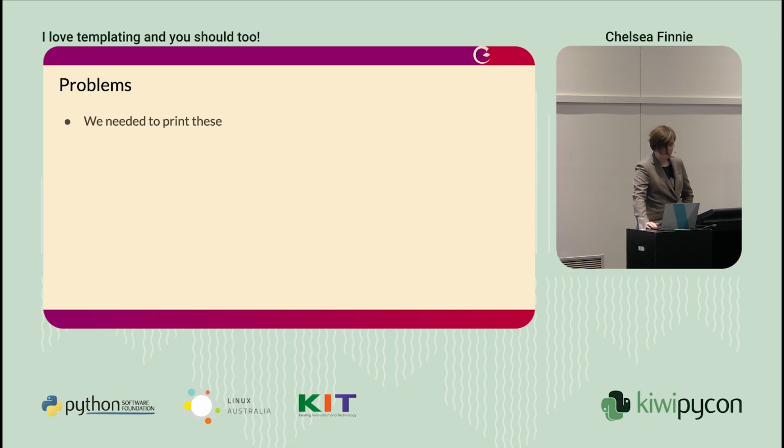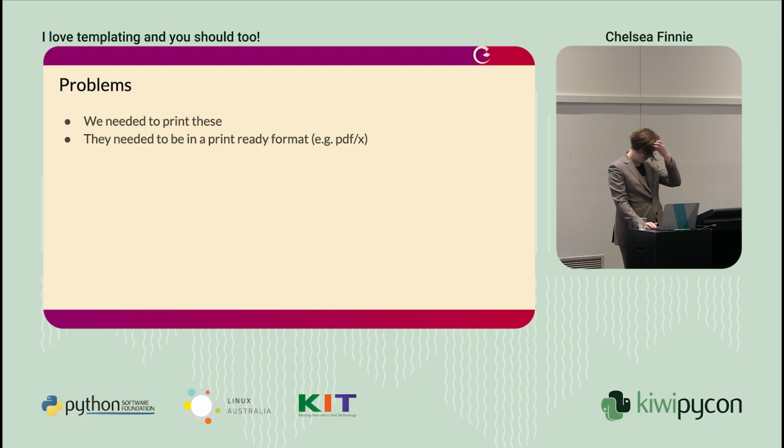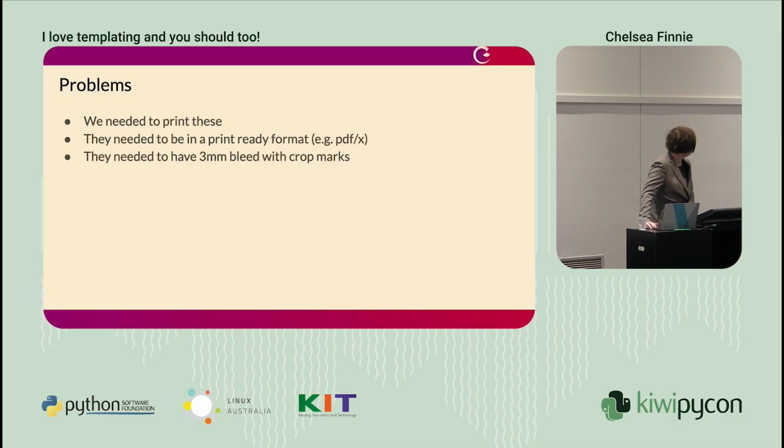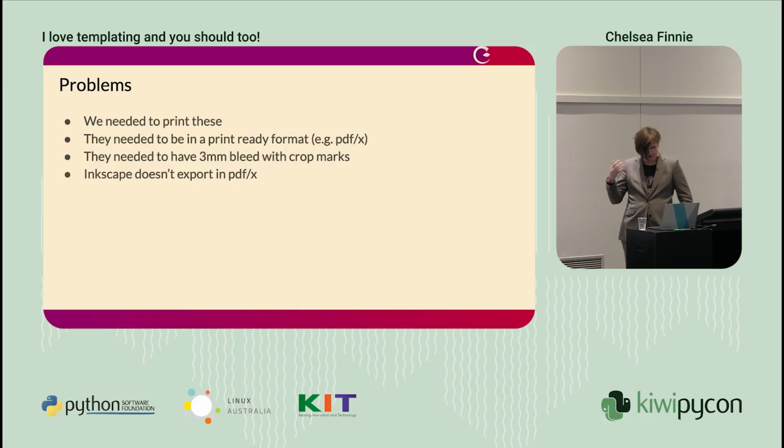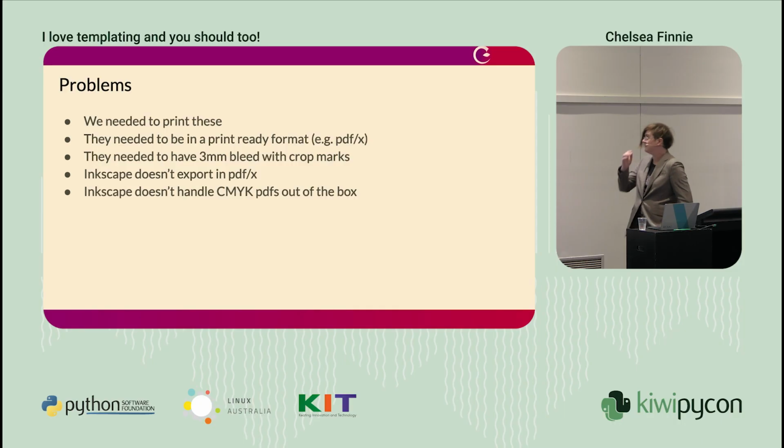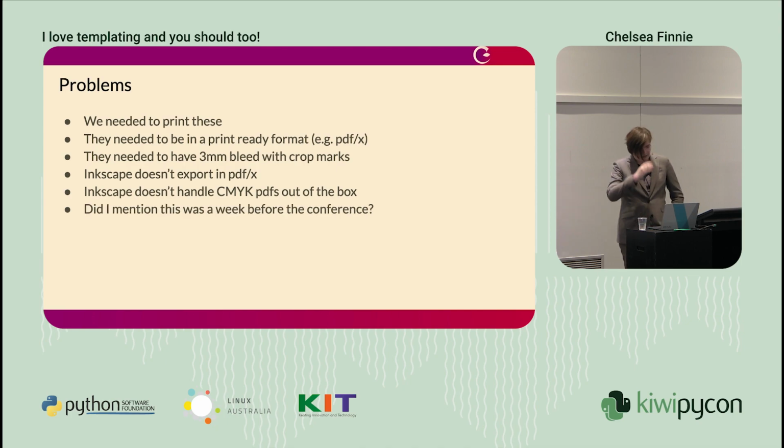Printers suck. They needed to be in a print-ready format in PDF. They needed to have 3mm bleed with crop marks. Inkscape doesn't handle that kind of stuff out of the box. And additionally, we need CMYK because of the way that things need to be printed, and Inkscape doesn't do that as well. And also time exists.